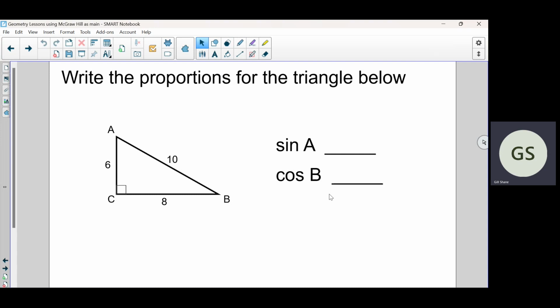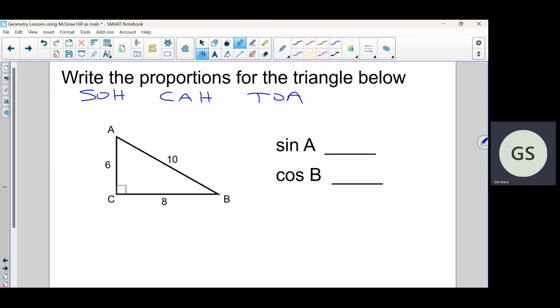So what's the memory trick to remember the formulas? Sohcahtoa. So for sine, what's the formula then? Is it opposite over hypotenuse?